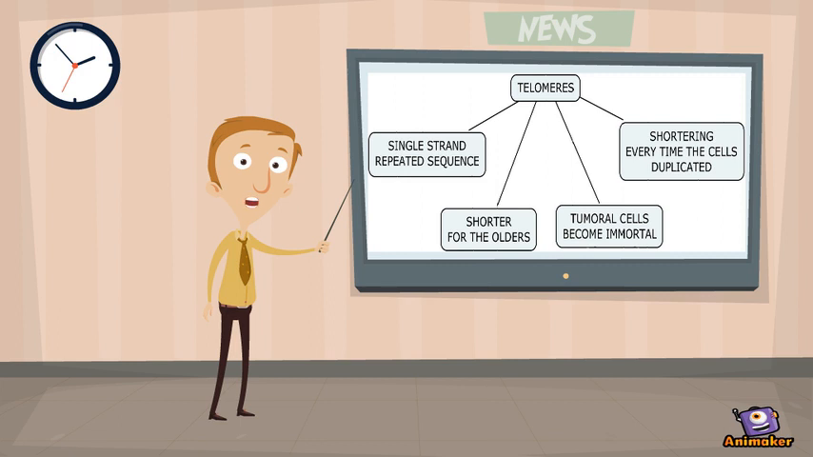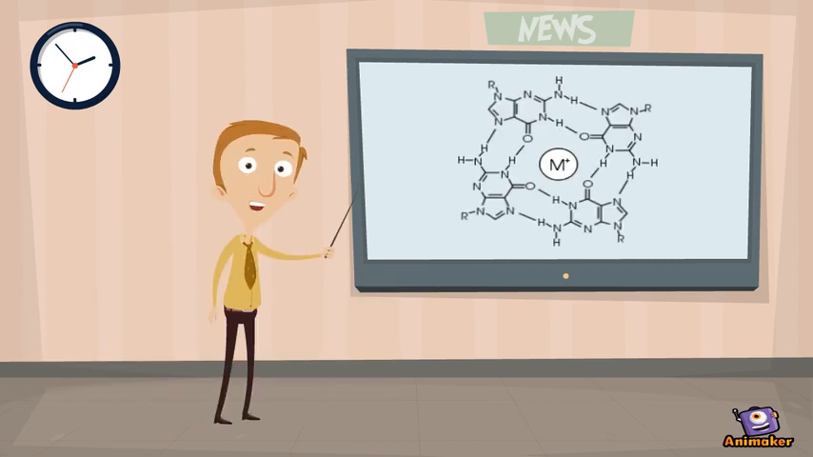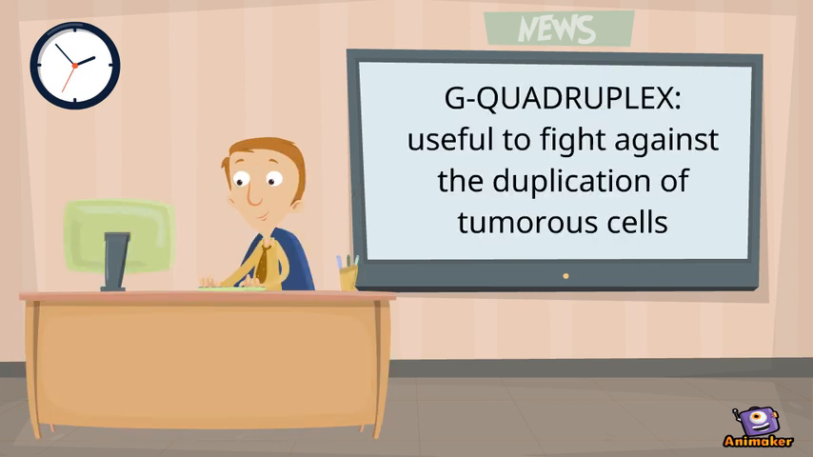It was discovered that with the potassium cations the telomere assumes a particular form of stacked tetrads. Assuming this form, the telomere doesn't allow the telomerase to do its work. That's why the phenomenon is so interesting, since it could be useful against the proliferation of the tumor cells.